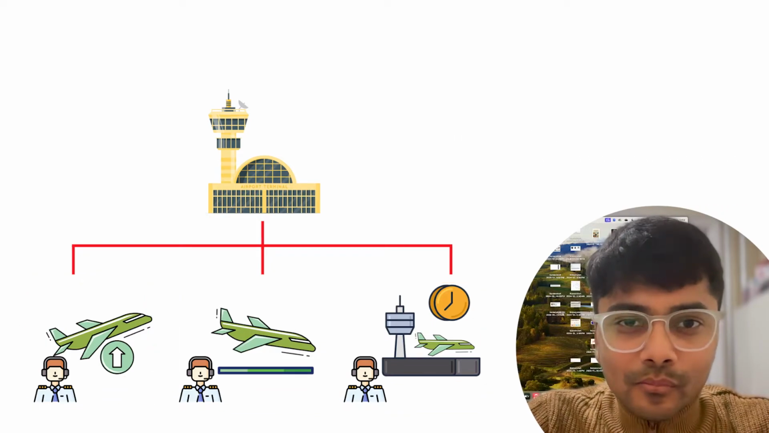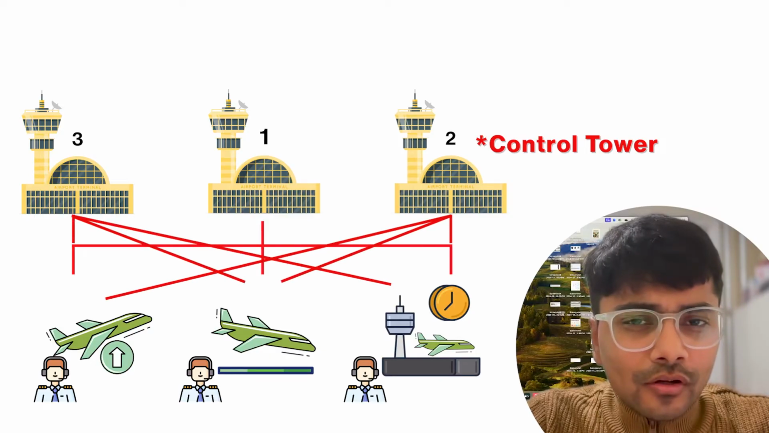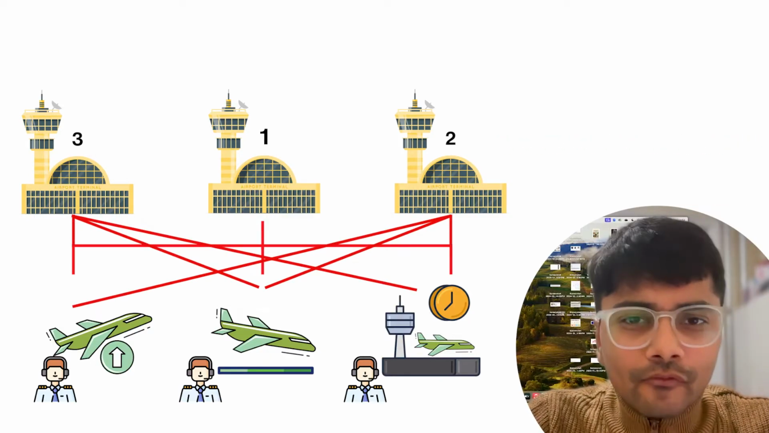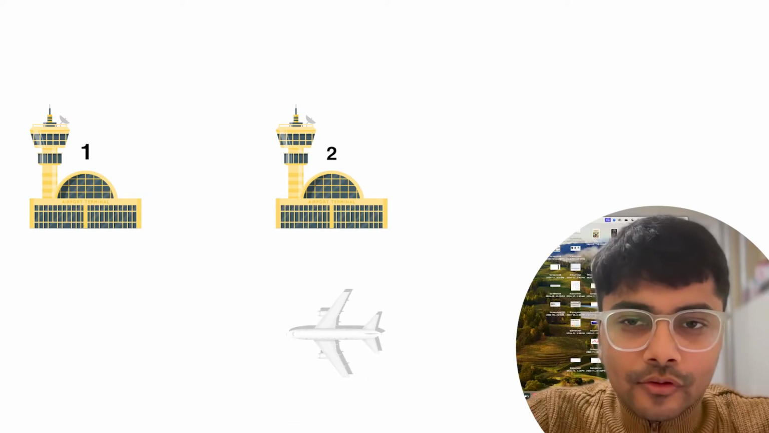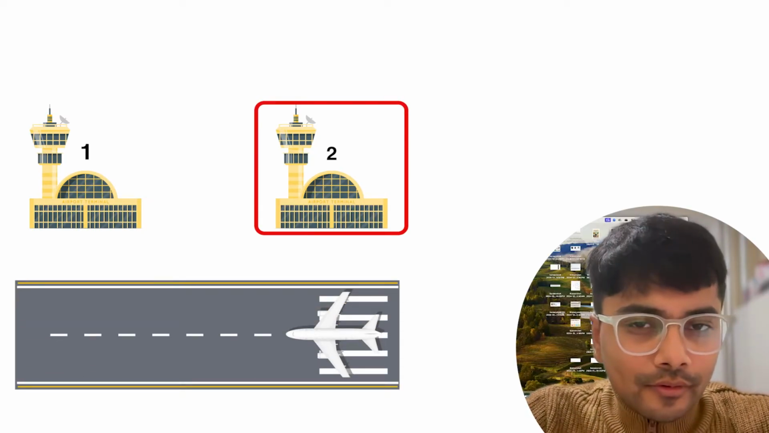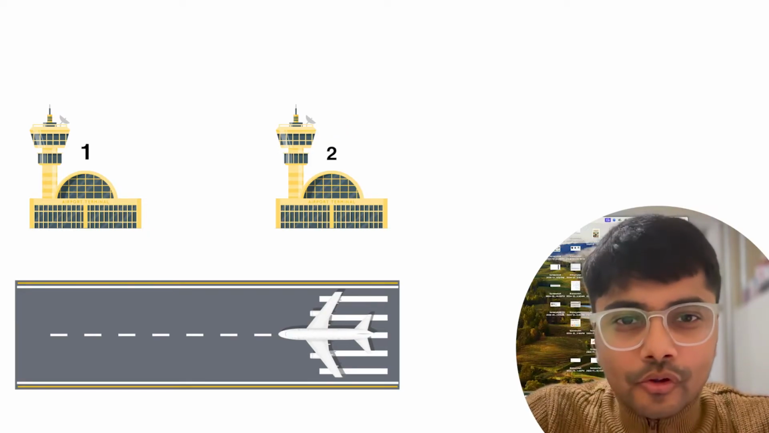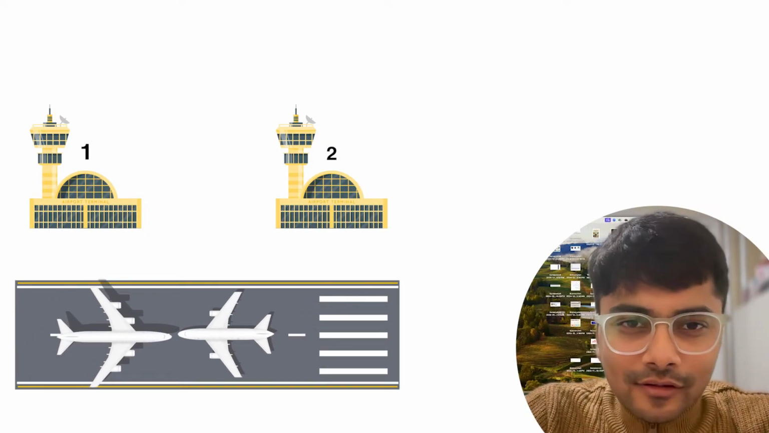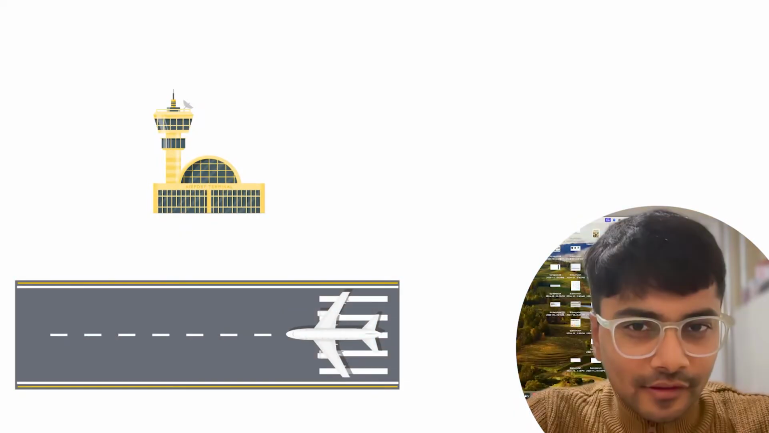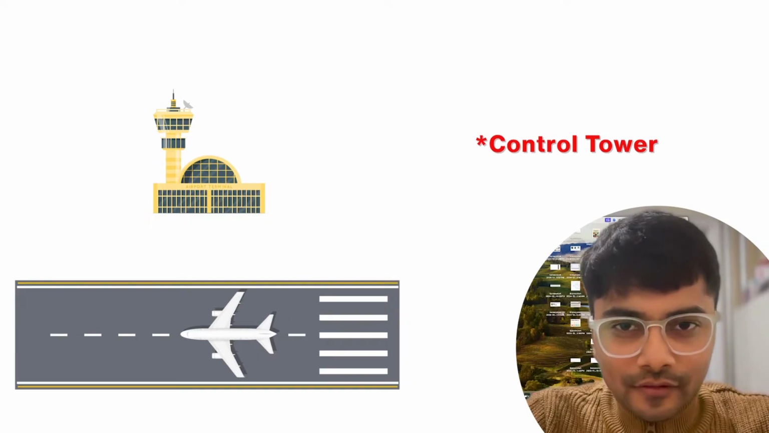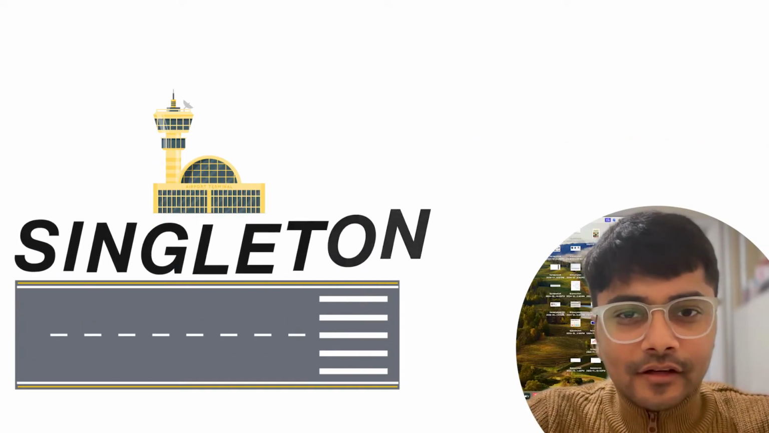What if there were multiple central towers at any given airport? There would be conflicting instructions. For example, Tower 1 may instruct Plane 1 to go on Lane 1. The other tower may not know about this and may instruct another plane to go on the same lane. This will result in a complete disaster. So that's why having a single central tower is the best approach to ensure smooth operations. And that's exactly what a Singleton pattern is.